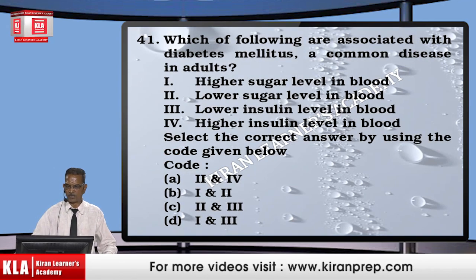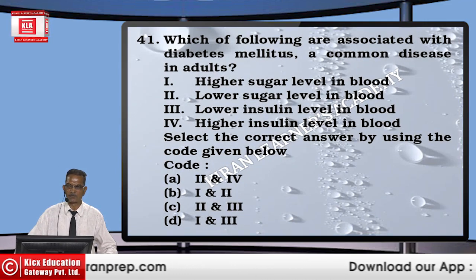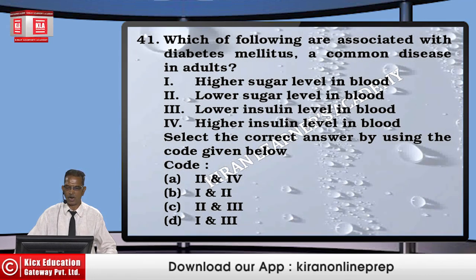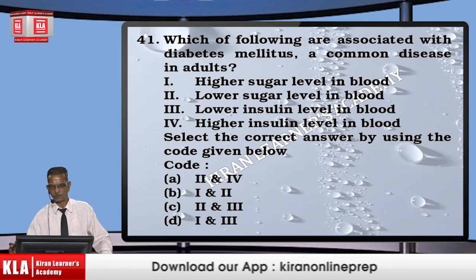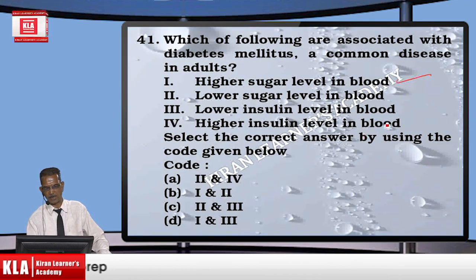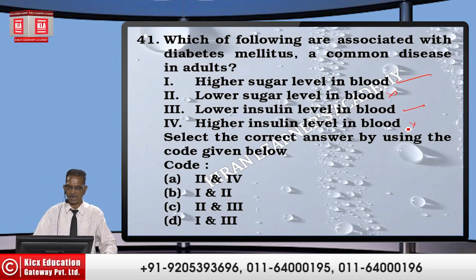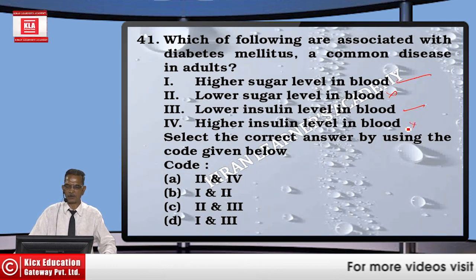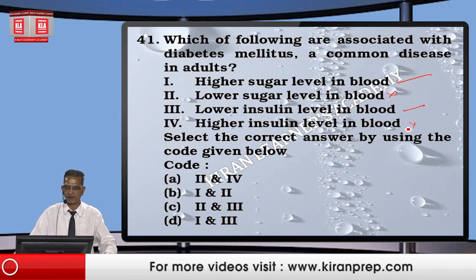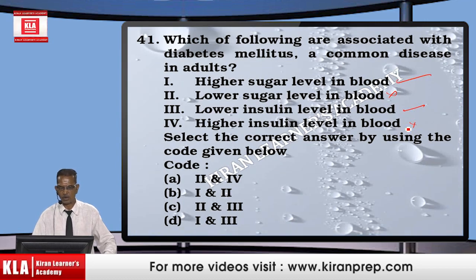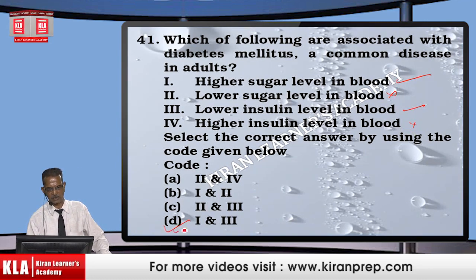Next, which of the following are associated with diabetes mellitus? Diabetes mellitus, which we call simply diabetes, is caused because of the non-secretion of insulin. Now, what may happen? High sugar level in the blood, that's true. Low sugar level in blood, no. Lower insulin level in blood, yes. Higher insulin level, no. So, the correct option is that diabetes mellitus is a condition in which the blood sugar level is high and the insulin level in the blood is low. So, option D is correct, the first and the third.